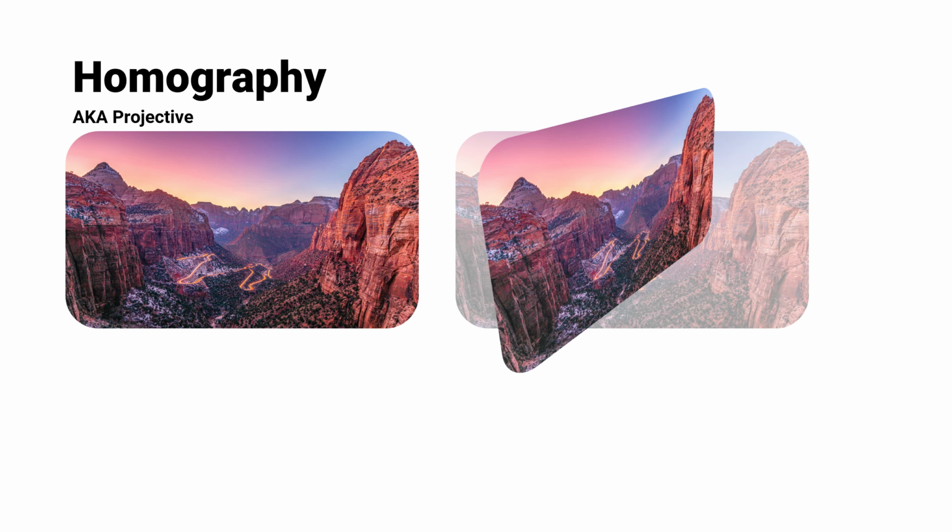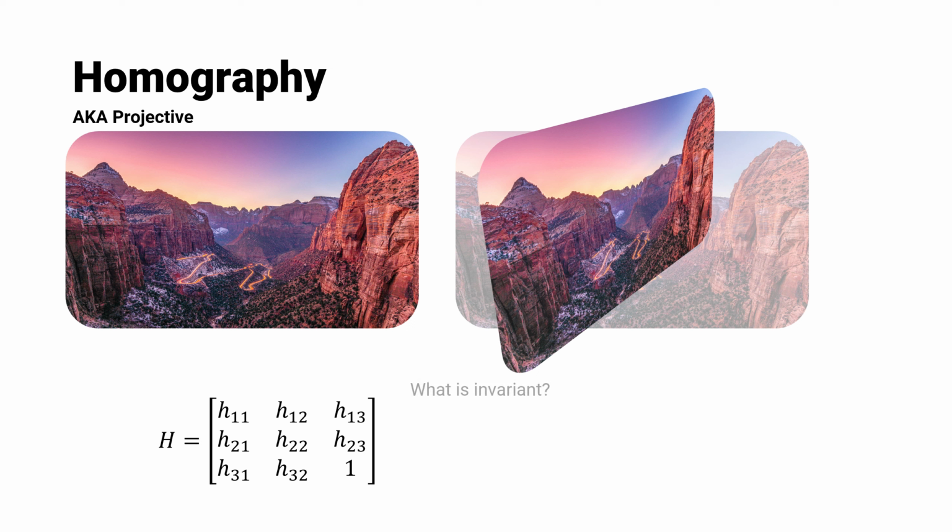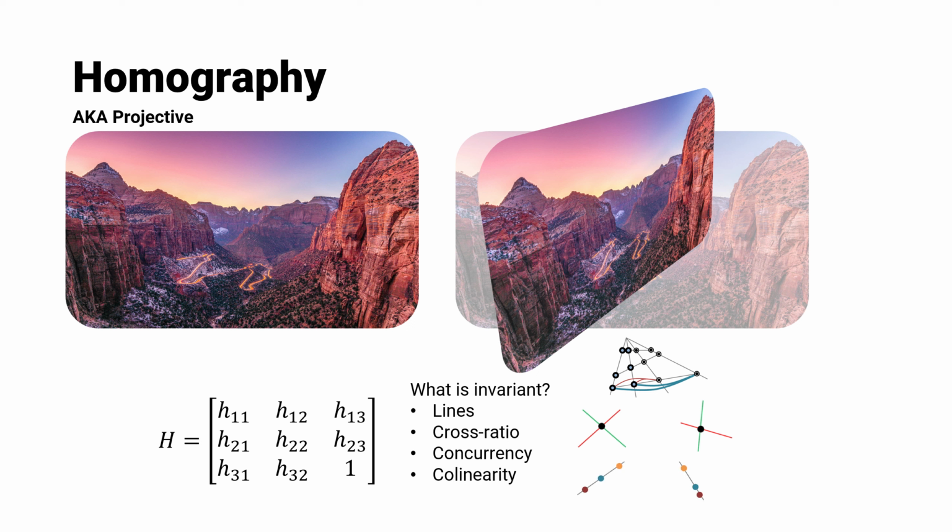Just to recap, homography is a projective transformation which essentially mimics a three-dimensional planar transformation between two image planes. The homography matrix is given as follows, where it has 8 elements. In this transformation, lines remain as lines, the cross ratios are preserved, concurrency is preserved, and collinearity is preserved. So we have 8 variables which we need to estimate, so we need 4-point pairs.